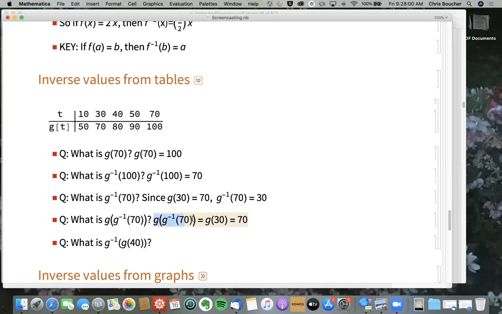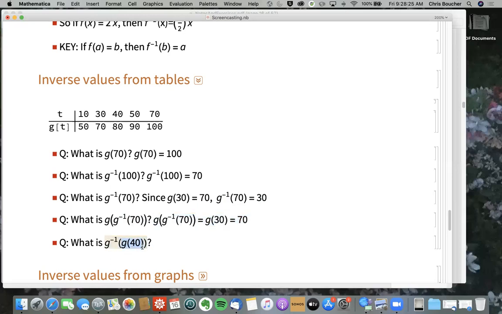Notice that G of G inverse of 70 is just equal to 70. And this is no accident, of course, because inverses work in opposite directions. Whatever G inverse maps 70 to, G is going to map that right back to 70. So you can understand that abstractly, or just go ahead and compute this and figure it out. Works as well.